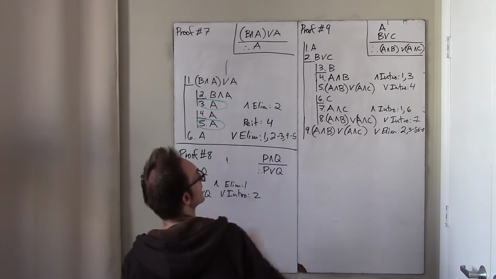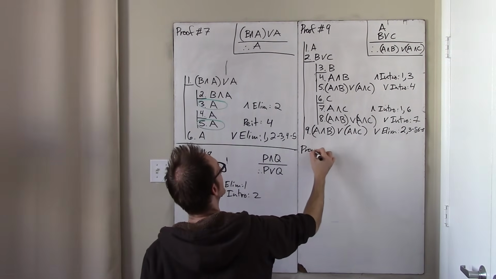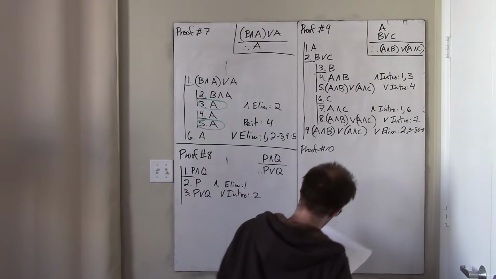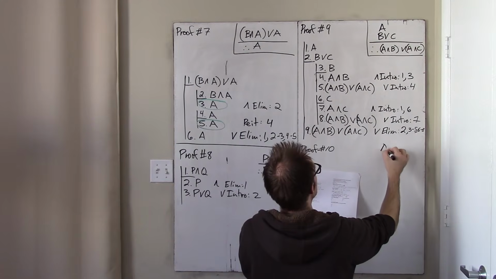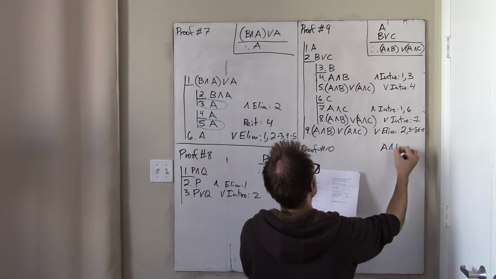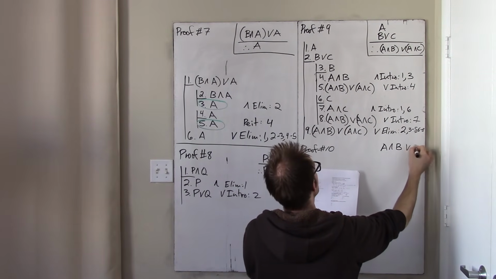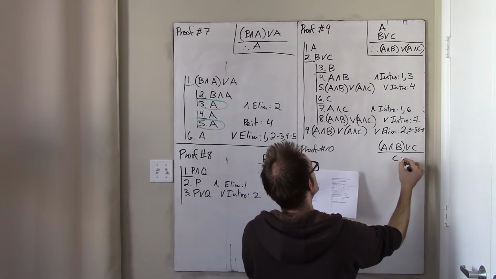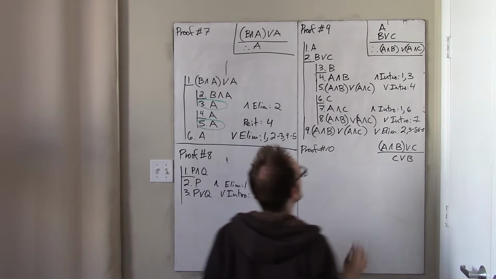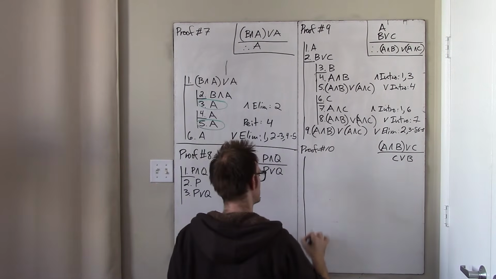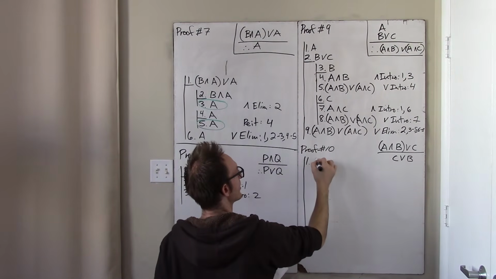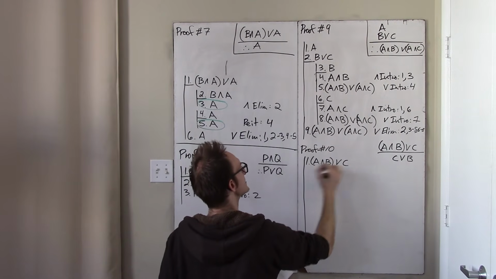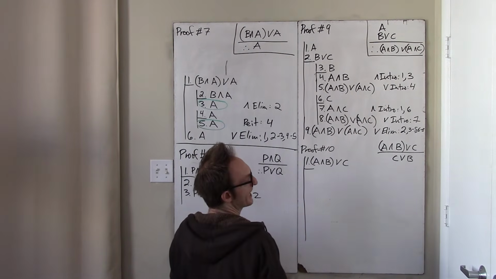Okay, good. Last proof. Proof number 10. This is what it says. I have a premise. The premise is A and B or C. And from this, I would like to conclude C or B. Okay, this one's kind of maybe a little bit nice. So let's go. My one premise is A and B or C.